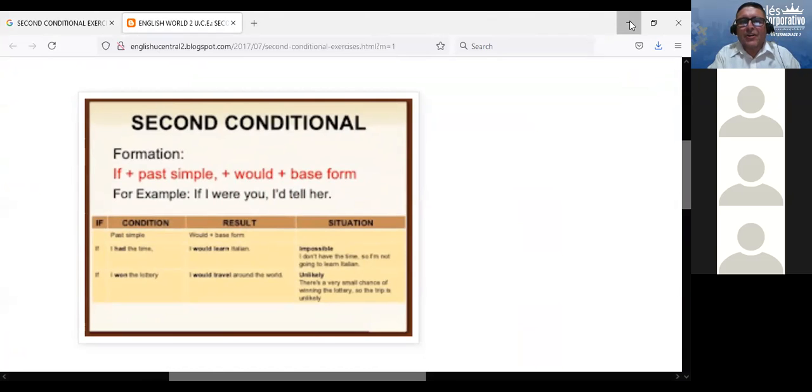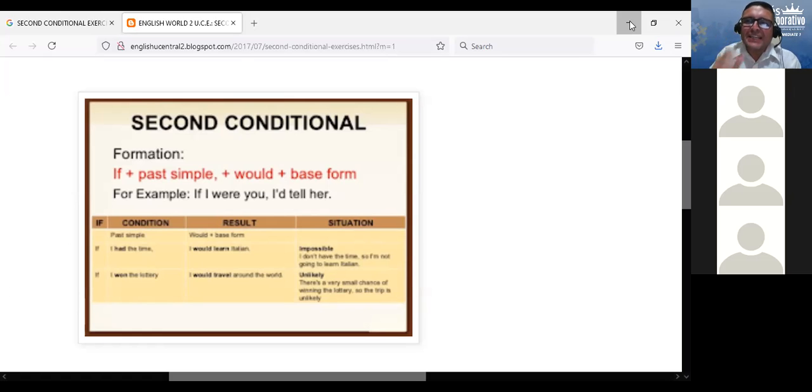Okay, second conditional. Pay attention to the structure. This is an extra function of the simple past tense. If plus the simple past, or past simple, plus would plus base form. If I were you, I'd tell her.